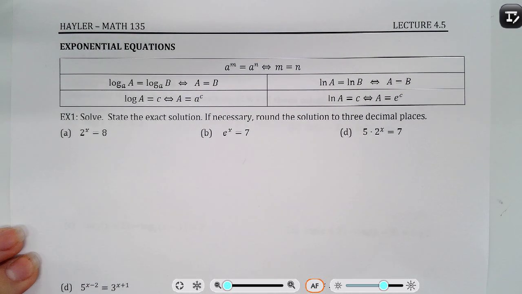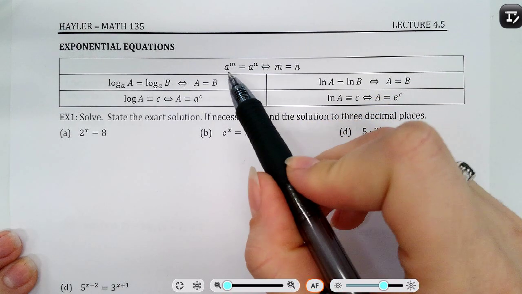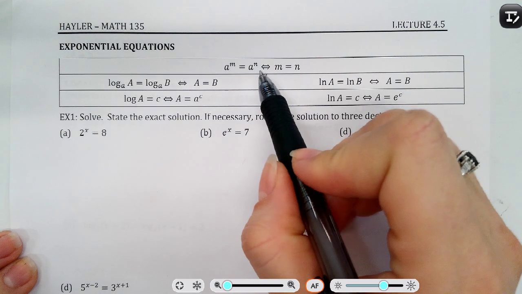All right, lecture 4.5, exponential equations. Okay, so we have this rule here. So hopefully you've seen exponential equations before, but we're going to go back into them in this class.